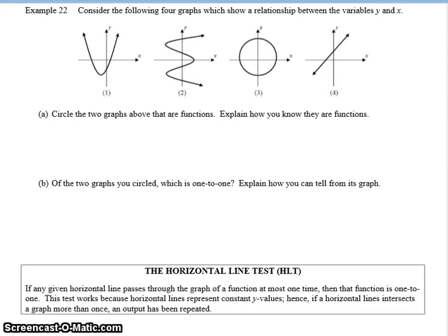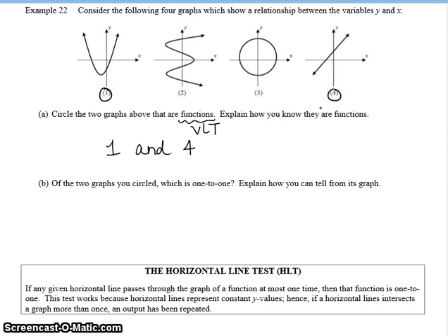Example 22. Consider the following 4 graphs which show a relationship between the variables x and y. Circle the 2 graphs above that are functions. Now remember, if it's a function, it's going to pass the vertical line test. Explain how you know they are functions. I just said that. So the ones that pass my vertical line test are going to be 1 and 4. It only hits the graph once. It says of those 2 graphs, so here's 1 and here's 4. They pass the vertical line test.